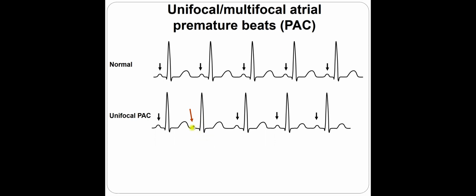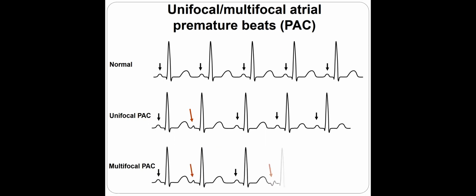If you have only one type of bizarre-shaped P wave, that means unifocal atrial premature contraction. But it's possible that not only one area in the atrium is triggered, but more. That means these extra P waves have morphologies that differ from each other, and that is called multifocal atrial premature contractions.